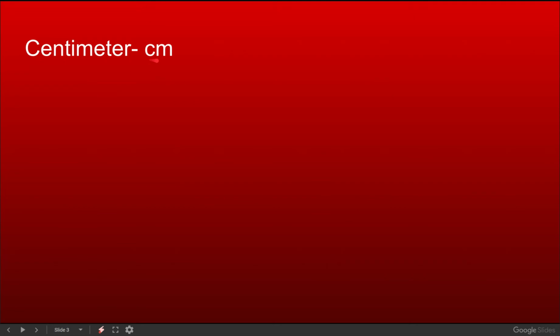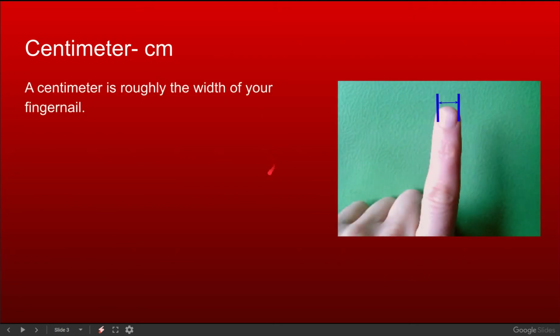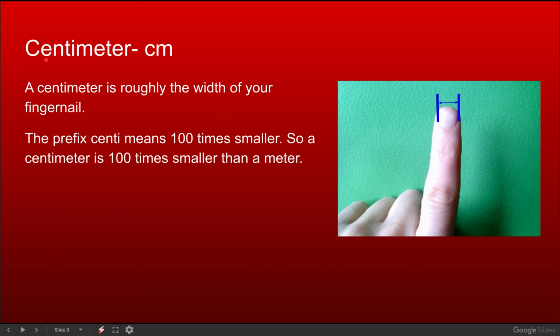Next up, we have centimeter. The abbreviation for centimeter is cm. Centimeter is also pretty tiny. It is about the width of your fingernail. The prefix centi means 100 times smaller. So 1 centimeter is 100 times smaller than a meter. A centimeter is also 10 times bigger than a millimeter. So there's 10 millimeters in 1 centimeter.